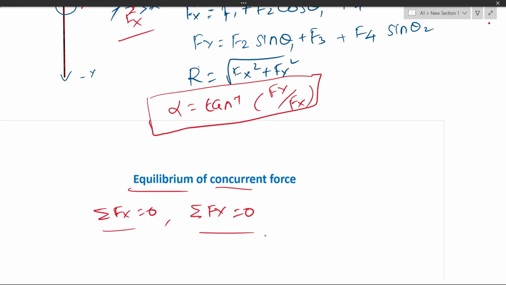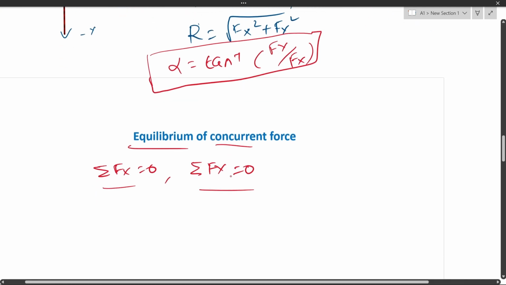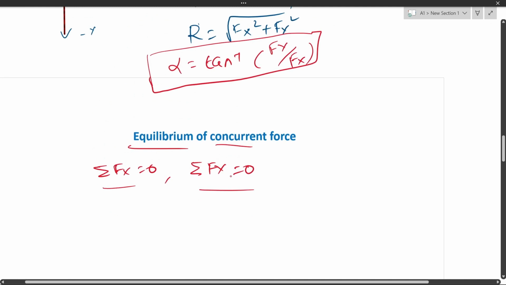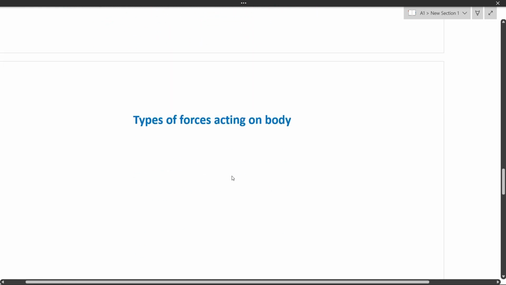The summation of Fx equal to 0 and the summation of Fy equal to 0 means the net force acting in the x and y directions is 0. Then only it can be in equilibrium. Equilibrium means it should be stationary.